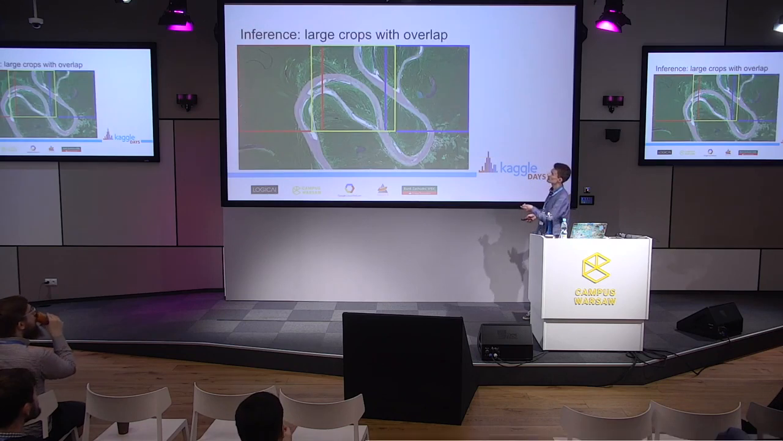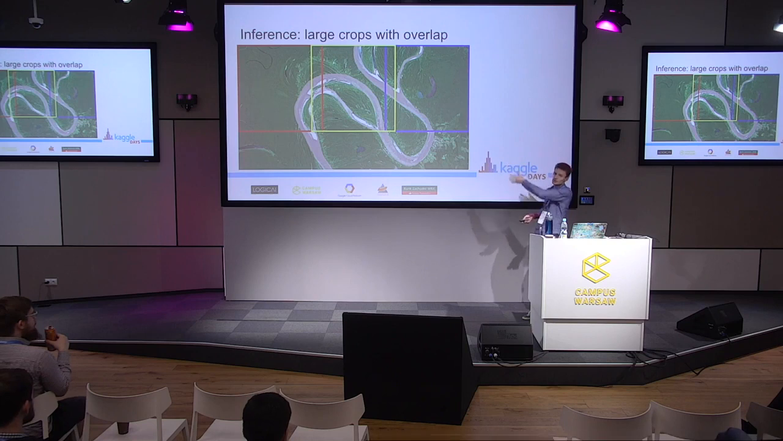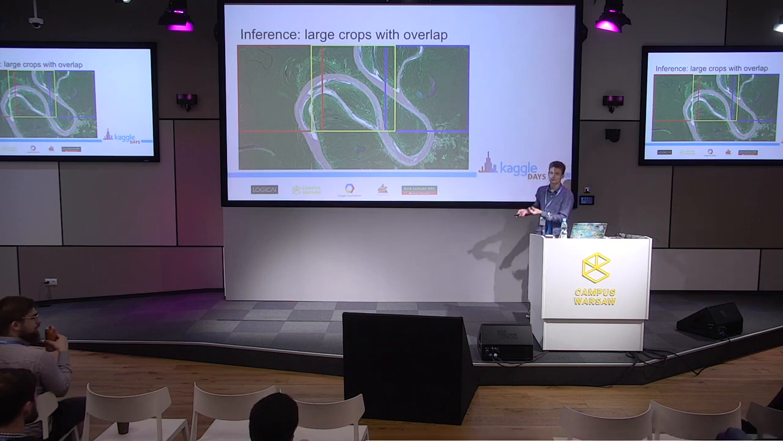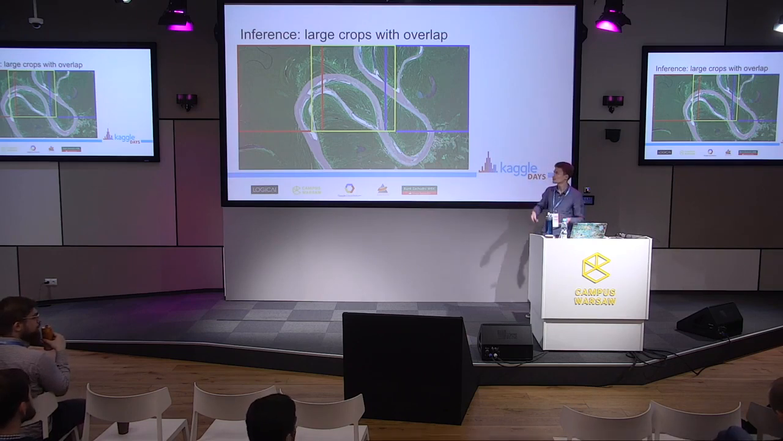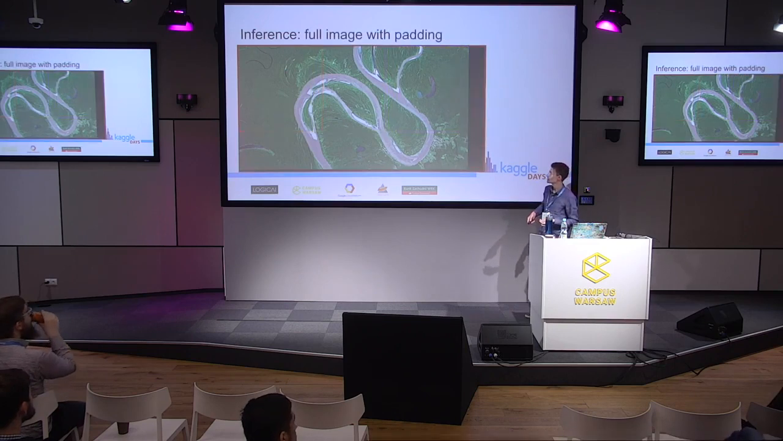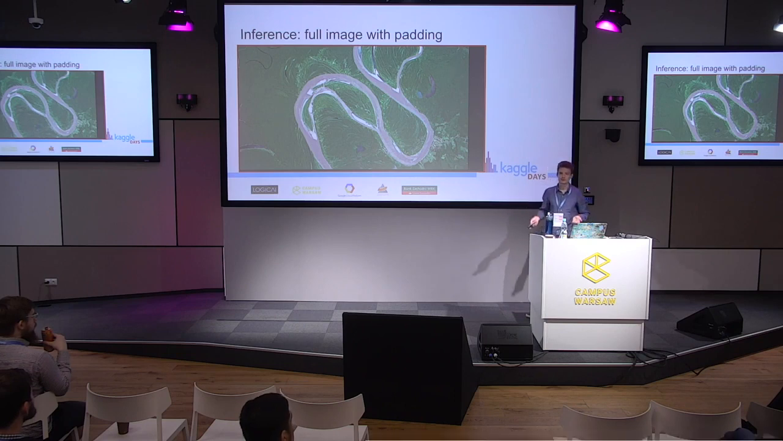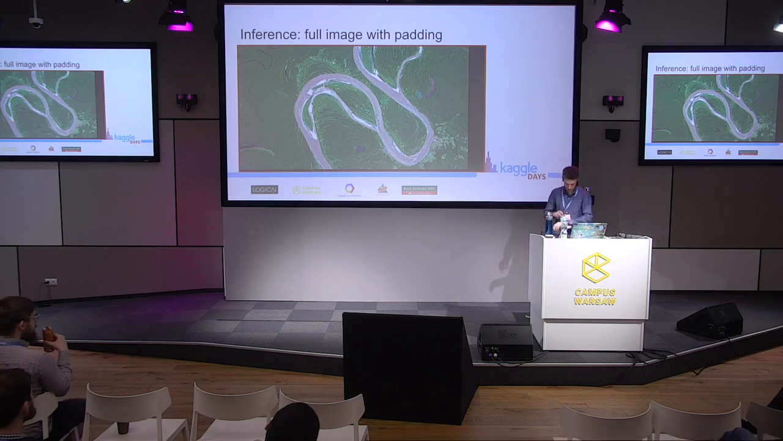And okay, so inference. If we have a very large image, then we have to do stitching, and usually we want to do it with some overlap because predictions on the borders are less good, and if we have more compute budget, we can do more overlap. And if we can fit it in memory, then we can just pad, like zero pad, or do some reflection padding depending on the data set, and do inference on full images.